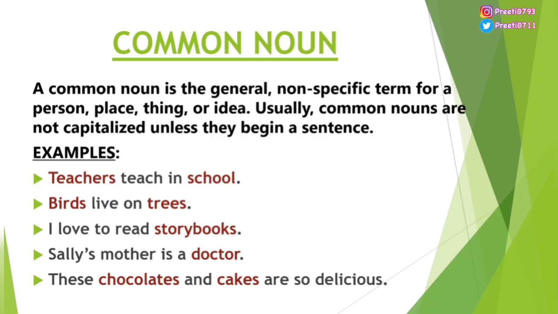For instance, another example given here is: I love to read storybooks. Storybooks here is referring to the whole group of storybooks. It is not naming any one storybook. Shelley's mother is a doctor. Now a particular doctor's name is not being given here, just an occupation is being mentioned, which is being a doctor. These chocolates and cakes are so delicious. Any particular name of a chocolate and cake is not given. It is just that a common name has been used here.